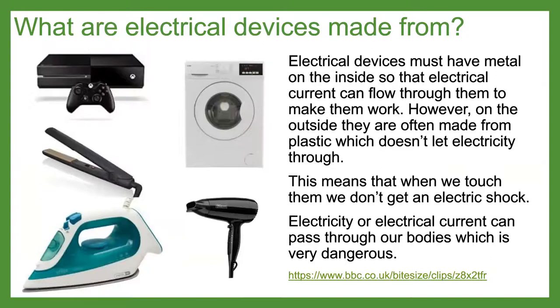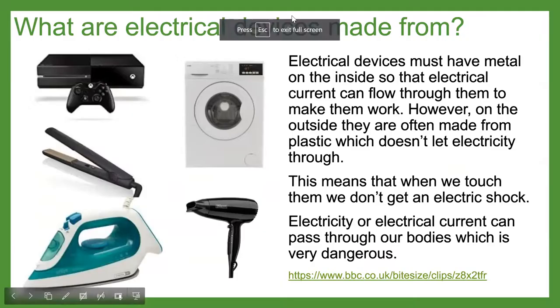What are electrical devices made from? Electrical devices must have metal on the inside so that the electrical current can flow through them to make them work. However, on the outside, like we can see in these pictures, they are often made from plastic, and that doesn't let the electricity through. This means that when we touch them, we won't get an electric shock. Electrical currents can pass through our bodies, which can be very dangerous.